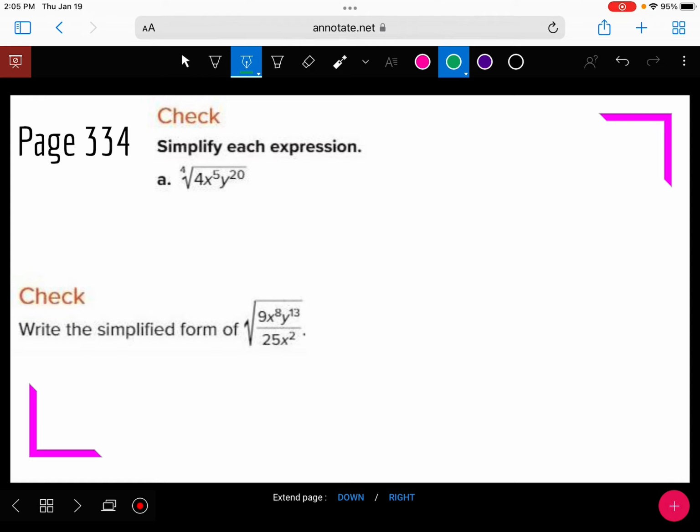And then that looks right, right? And we're doing fourth root here. So the fourth root of 4. Is there anything inside of 4 that I'll be able to circle a group of 4 of them? All right, it stays inside the house. So the fourth root of 4, x to the 5th, y to the 20th. That stays inside. What is our first thing we can do?